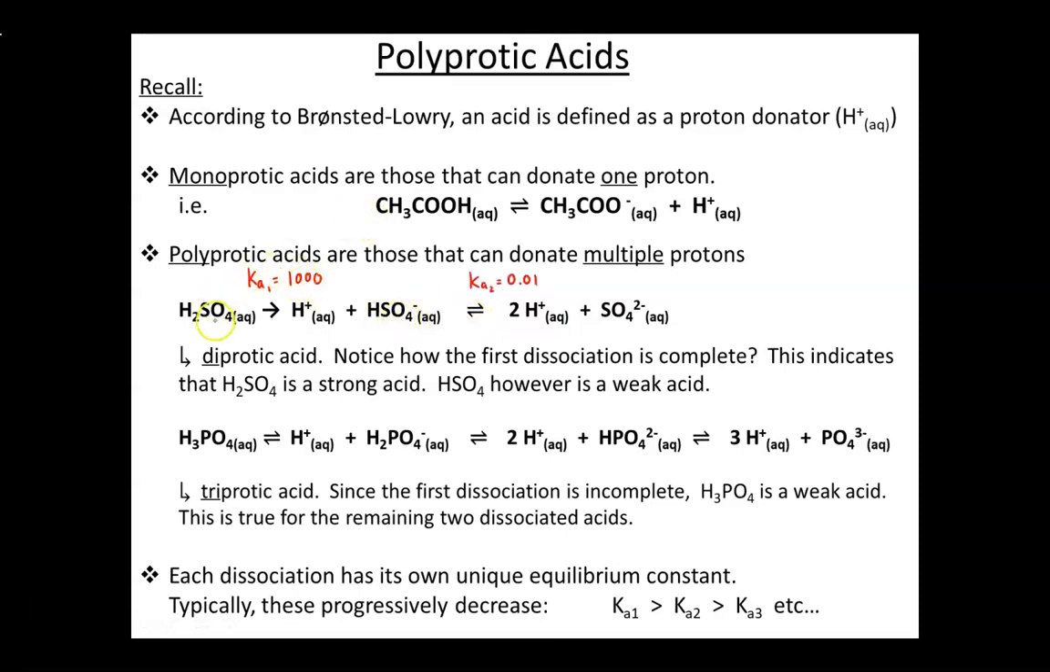So when H2SO4 dissociates, we call this the first dissociation constant, Ka1. Notice how Ka1 is a very large number because we know that this will completely break up. On the other hand, the second dissociation constant, Ka2, is much smaller than Ka1. So going from HSO4- into SO4 2-, that's very unlikely to occur.